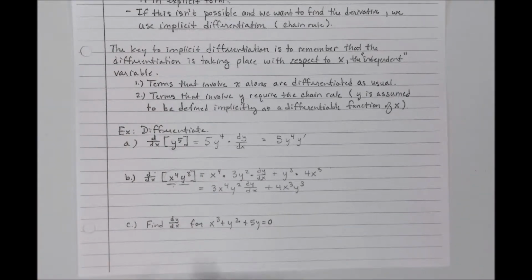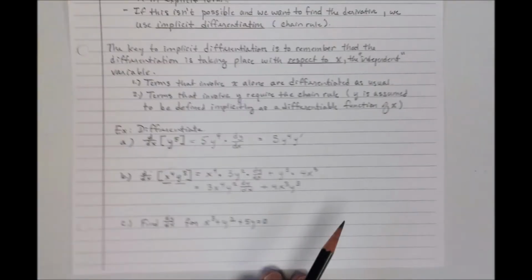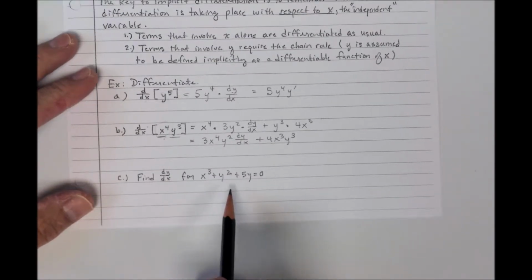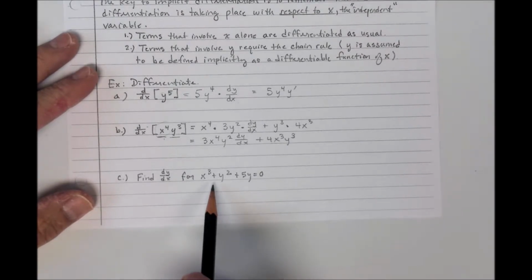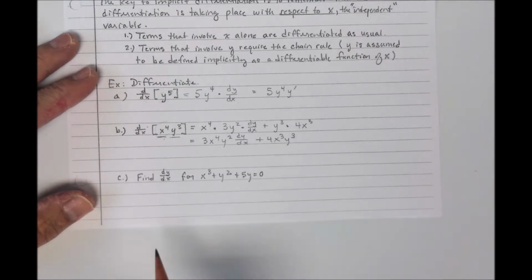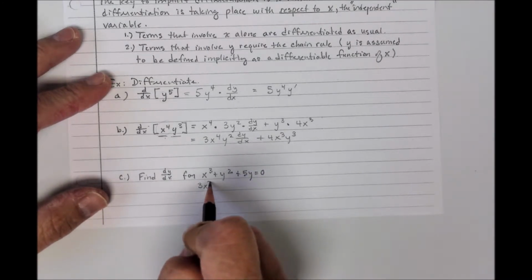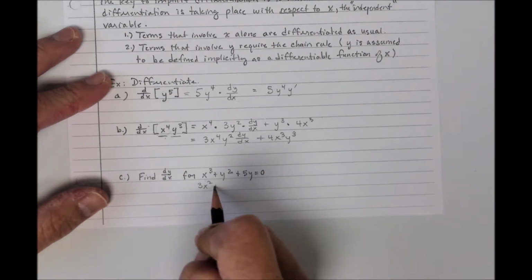Now, in this next problem, I have a regular equation instead of just an expression, and I want to find dy dx. So I'm going to first do implicit differentiation, and then I'm going to solve for dy dx. So the derivative of x to the 3rd is 3x to the 2nd. That part's not so bad. Plus the derivative of y squared.